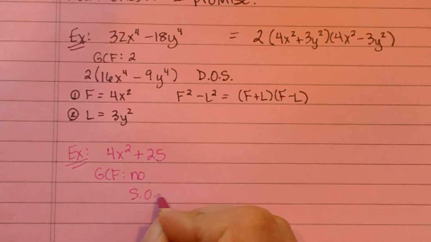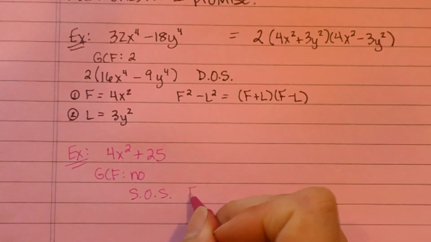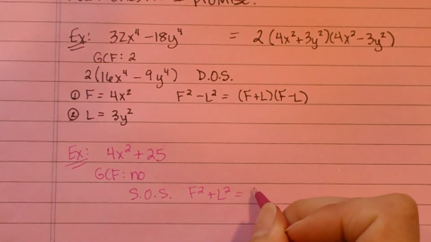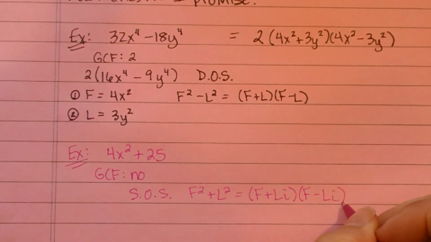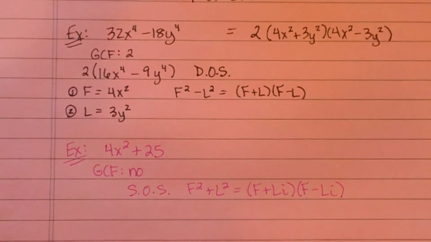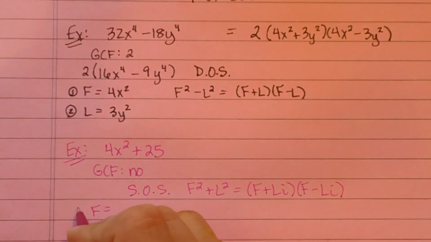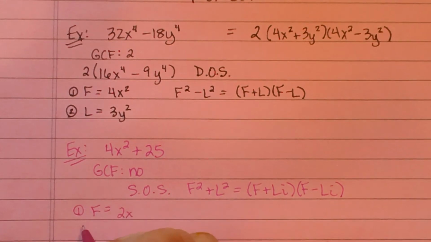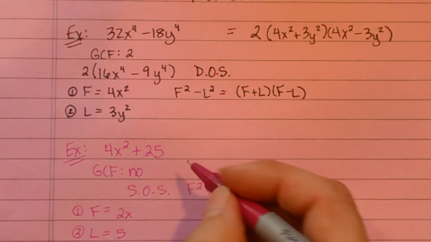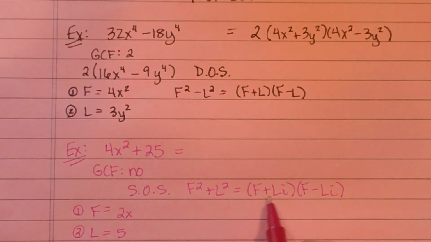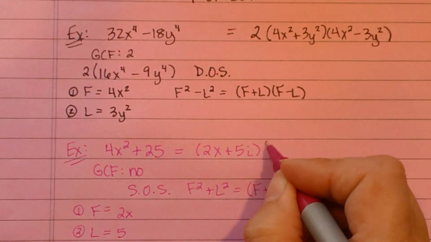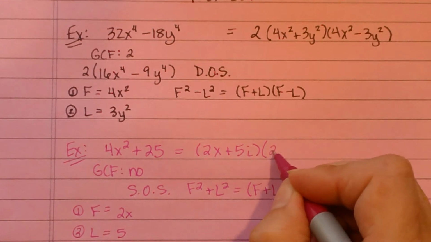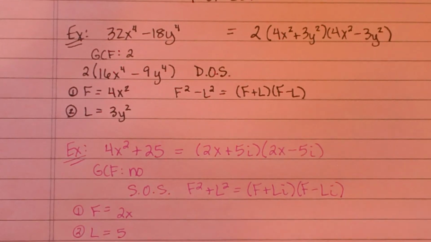so this is going to be sum of squares, which was F squared plus L squared factors into F plus Li times F minus Li, back to those imaginary and complex numbers. So we'll identify what F is. F is 2 times x, and L is 5. So we can factor 4x squared plus 25 into F plus Li, so 2x plus 5i, times F minus Li, 2x minus 5i.